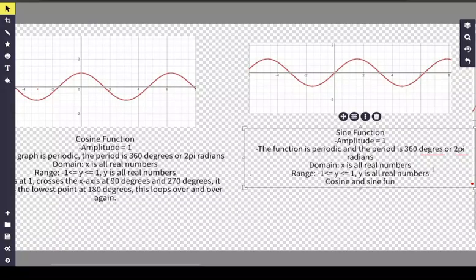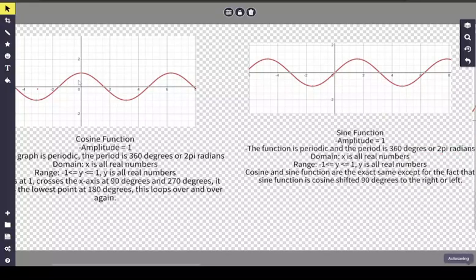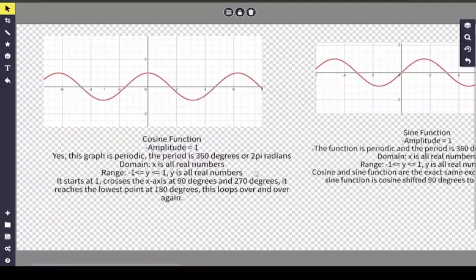Cosine and sine functions are the exact same, except for the fact that the sine function is cosine shifted 90 degrees to the right or left. So you realize no matter if you shift it left or right, it's still going to become cosine. And then that is pretty much it. So there's a reason why when we looked at the table of values of cosine and sine of different angles, it looked different, right? It showed a little bit of resemblance. It was because these functions are very much similar.